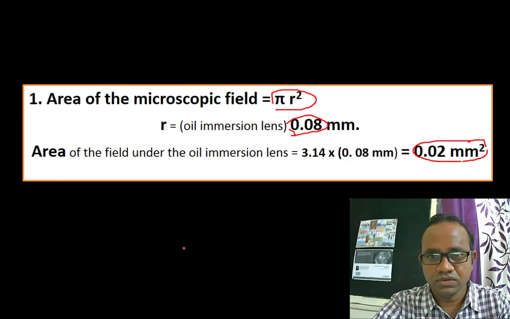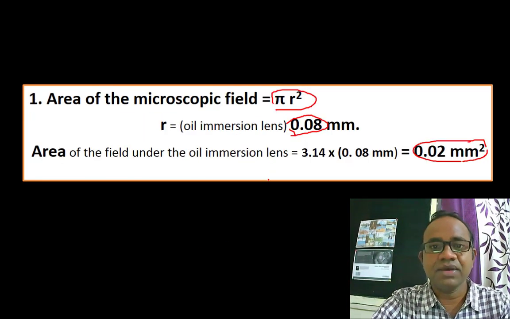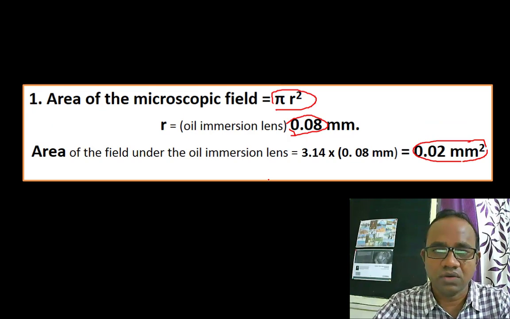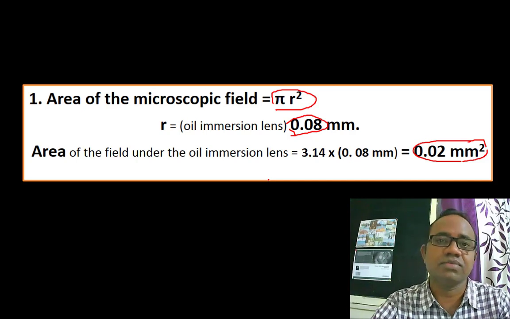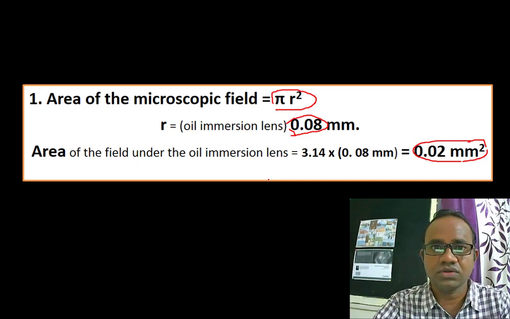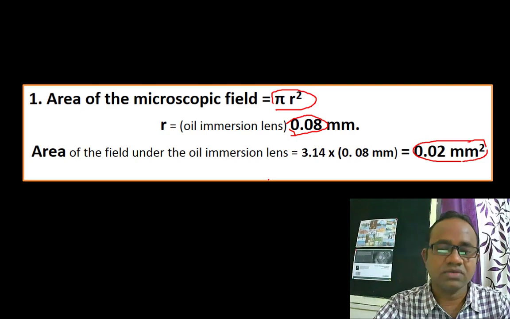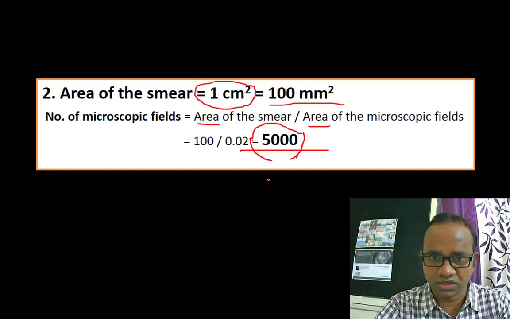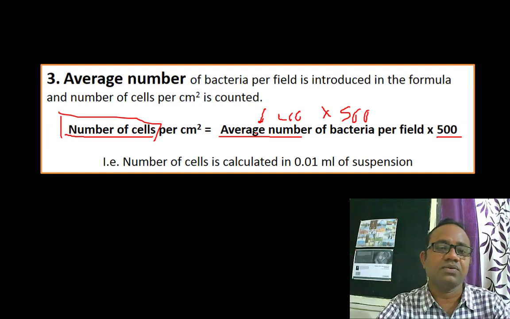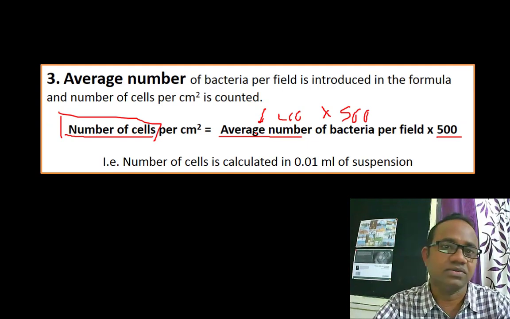So instead of observing every microscopic field, we just count the cells in one microscopic field, which is similar to the example that if one piece of rice is cooked, the whole rice is cooked. From this logic we can count the bacterial cells in one microscopic field, and we have the total number of microscopic fields, the total area of the microscopic field. In this way we can calculate the total number of cells present in the smear. This is called Breed's method.